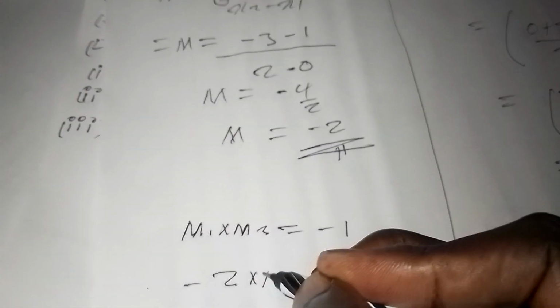What is gradient 1? It is the same negative 2 that we have, which is negative 2 times gradient 2, which is perpendicular, is equal to negative 1, divided by negative 2. So we are going to have the half of this one. So hence this one shows to say, we have gradient 2, which is perpendicular, the half of it, or 1 over 2.